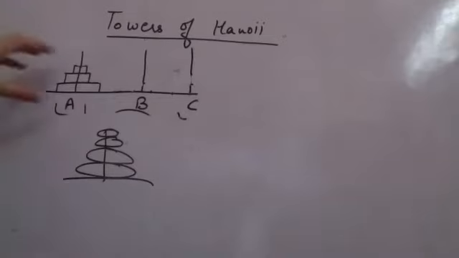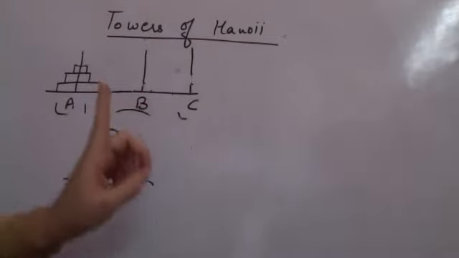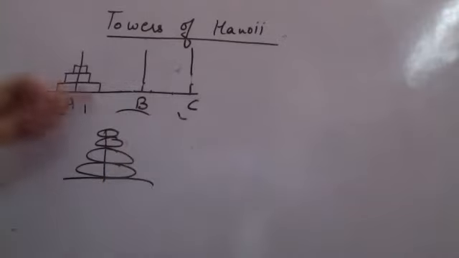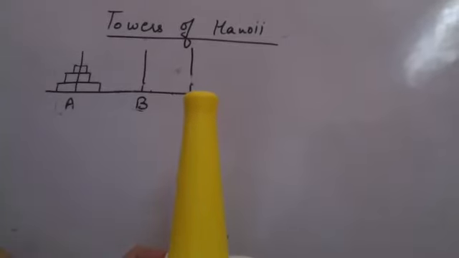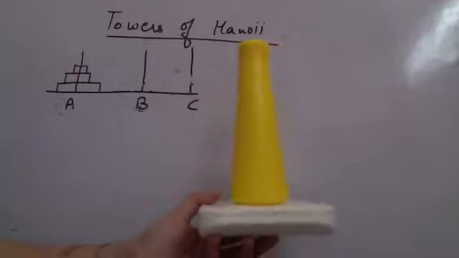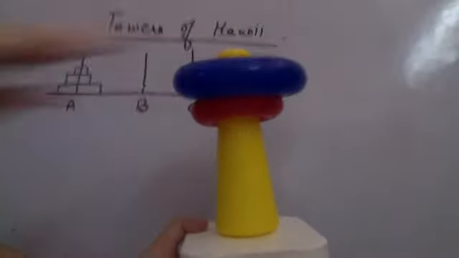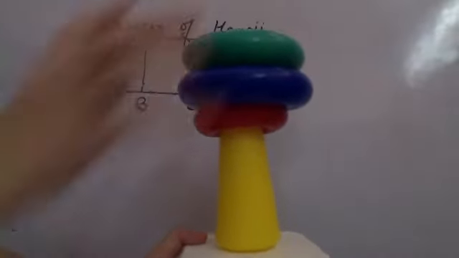Now what we have to do, we have to shift the same to another pole using a third pole. I can only shift one ring or one disk at a time, and one disk can be placed over another disk only of larger size. छोटे पे बड़ा डिस्क नहीं रख सकते, बड़े पे ही छोटा रखना पड़ेगा. If I want to create a tower out of the rings, if I put the smaller ring and then if I am putting the larger ring, I will not be able to put more rings over here. So I cannot create a tower.